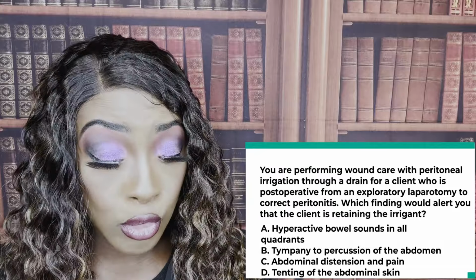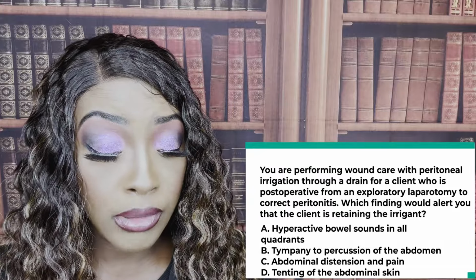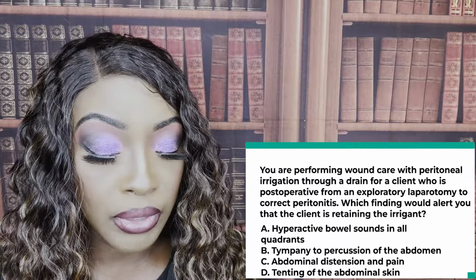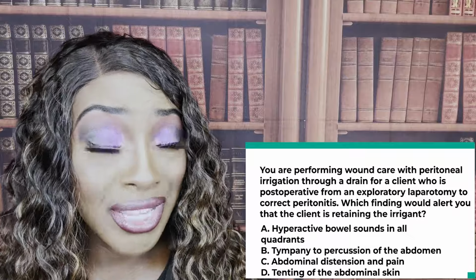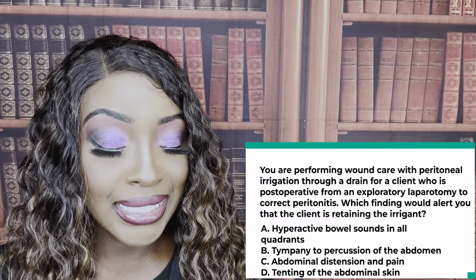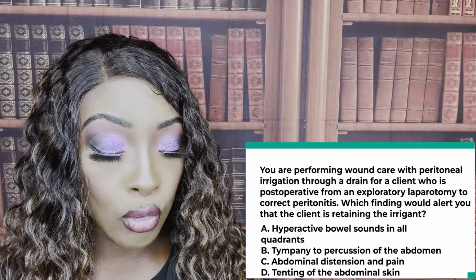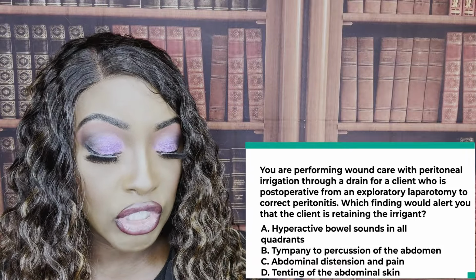Now let's look at the wrong answer choices. A, hyperactive bowel sounds in all quadrants. Actually, those bowel sounds would be hypoactive. B, tympani to percussion in the abdomen. We hear dull sounds. And D, tenting of the abdominal skin. Nope, that skin would actually be taut. So the correct answer is C, abdominal distension and pain.